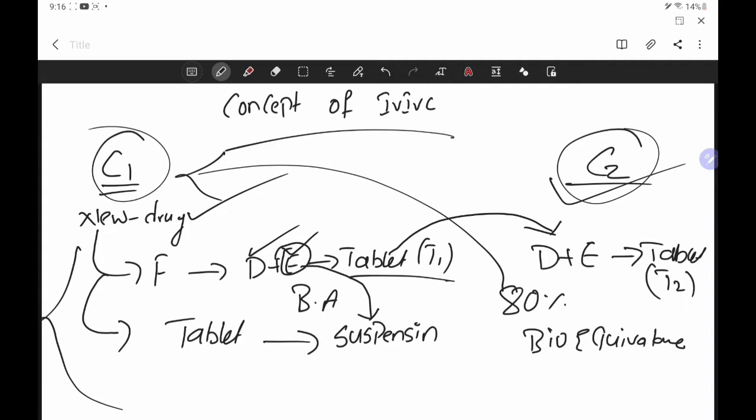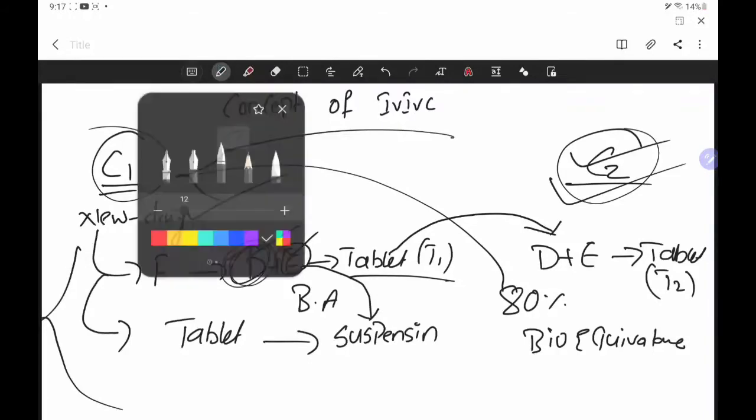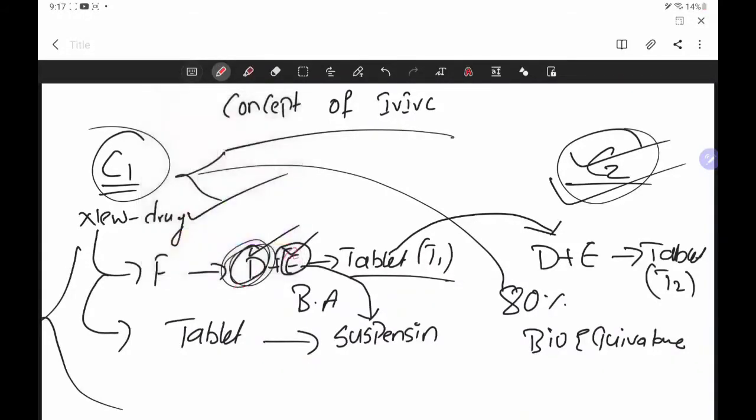Now for this study again company C2 has to conduct the bioavailability study in human beings, even though the drug developed by company C1 is well established. This drug is well established, and the same drug is being used by company C2, but again, just to know how much is the rate and extent of drug absorption, that is your bioavailability, they have to go for human studies.